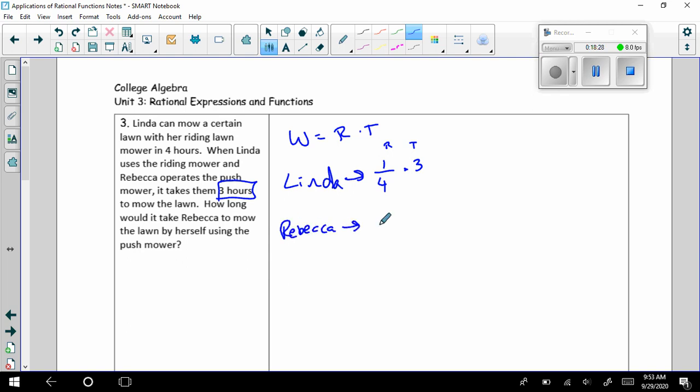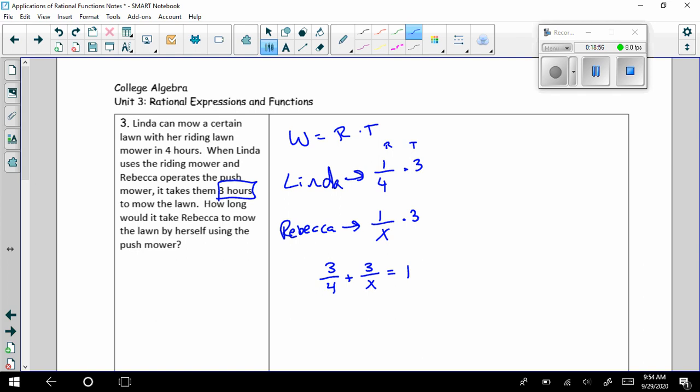does one job, but we don't know how long it takes her by herself. It never said. So if she was just doing the push mower, it'd probably take her an extremely long time, but that is what we're actually going to find out. She is still only working 3 hours this day. Right? So multiply those together, and 3/4 plus 3 over x is equal to 1 lawn mowed.